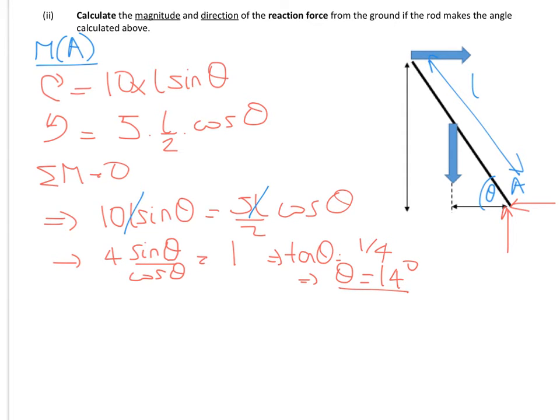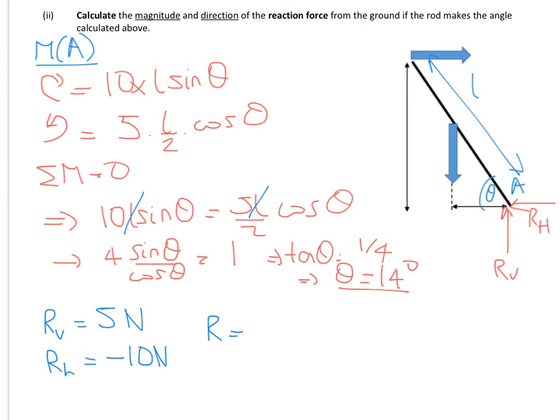So if we think, let's call this the reaction force vertically and the reaction force horizontally. The vertical reaction force must be equal to 5 newtons because essentially it needs to counteract this force here, and the horizontal force must be 10 newtons to counteract this one, so it's going to be in the opposite direction, so it's actually minus 10.